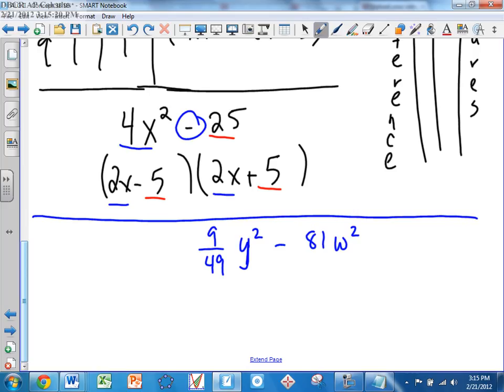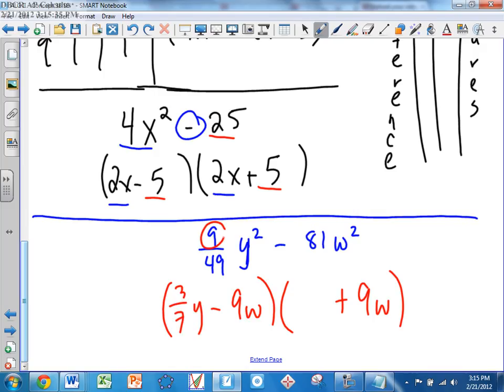That's clear, right? Just like last time, the 4x squared. So again, we're splitting up into two terms: a plus 9w and a minus 9w. 3 over 7y. Very good, Andy. What's the square root of this? The square root of 9 becomes this 3. The square root of 49 becomes the 7. The square root of y squared becomes the y. So this becomes 3 over 7y. Because I know this is a little messy as you see it, you have 3 over 7y minus 9w, 3 over 7y plus 9w.